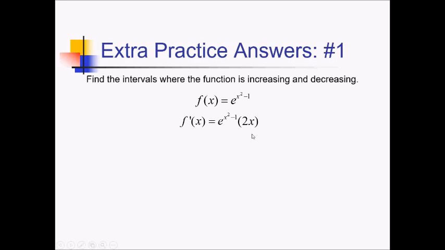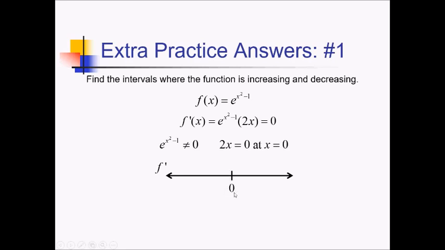And now, specifically, when I take a look at the behavior, I want to set this thing equal to 0, find critical values, and figure out where f prime is positive or negative. So setting all this equal to 0, we know that e to the x squared minus 1, since it's an exponential function, cannot equal 0 at any point, but 2x can equal 0 if x equals 0. So let's put that critical value on a number line, an f prime number line, and see what happens. So there's our critical value.